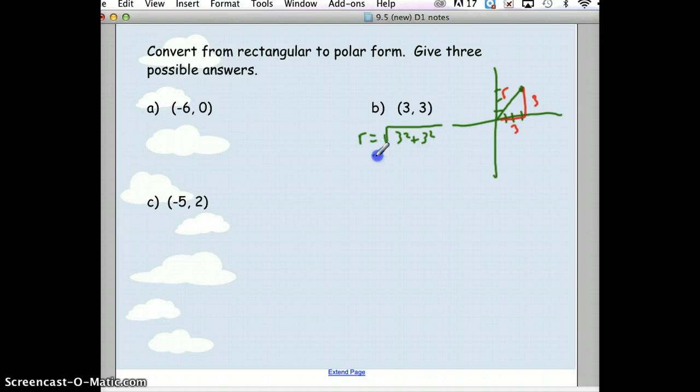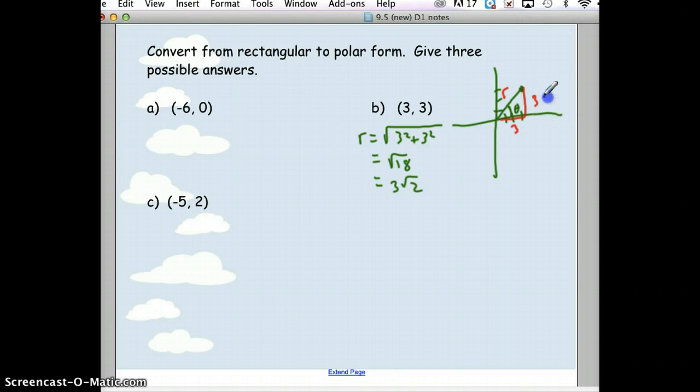So that would be 9 plus 9, which is 18. So the square root of 18, we could reduce to 3 root 2. So that's our r value. And then now we need theta.